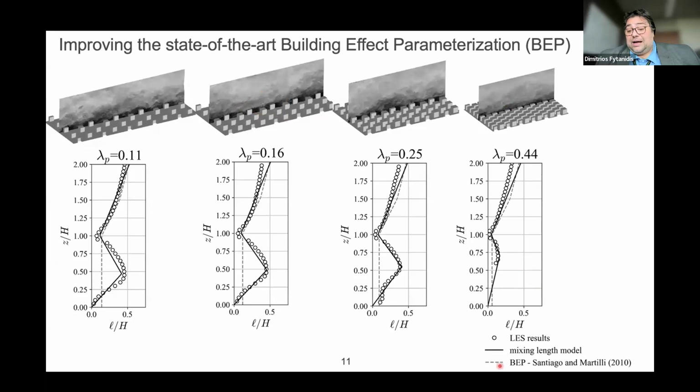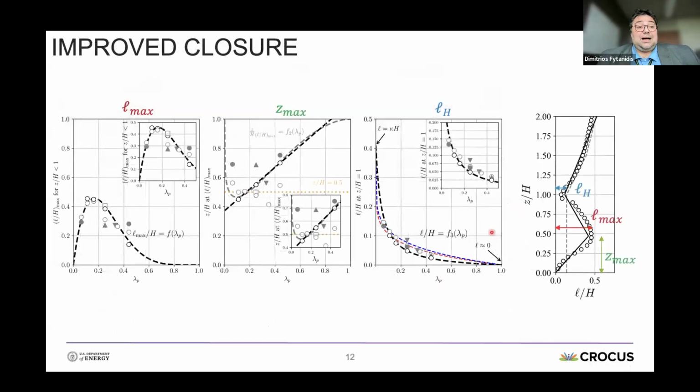And here I show the predictions in gray of the standard BEP adopted in many mesoscale models. In black, I have a model that we proposed. Basically, what we did is we created some closure equations to predict the maximum mixing length, the location within the canopy where this maximum length occurs, as well as the size of the eddies at the interface, at the height of the building.